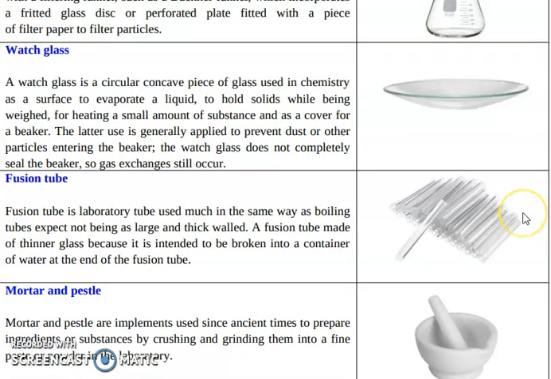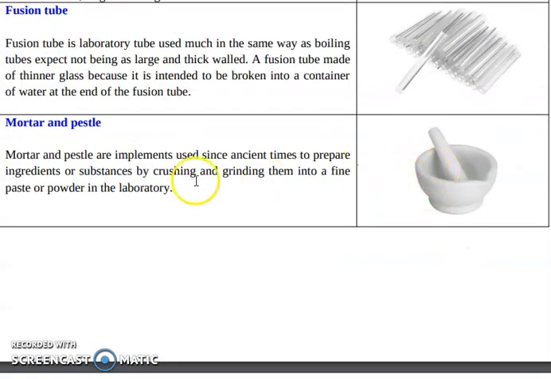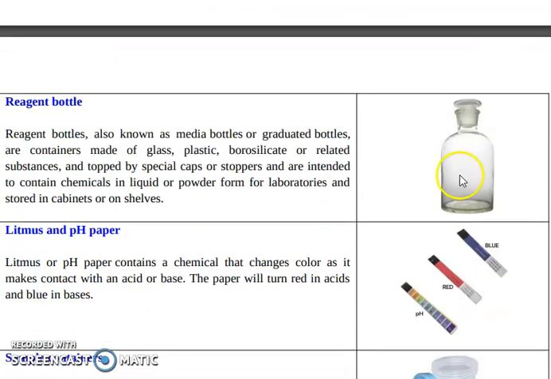Watch glass. A watch glass is a circular concave piece of glass used in chemistry as a surface for evaporating liquids. Look at here, fusion tube. This is the fusion tube. Mortar and pestle. This is a mortar and pestle, implements used since ancient times to prepare ingredient substances by crushing and grinding them into a fine paste.